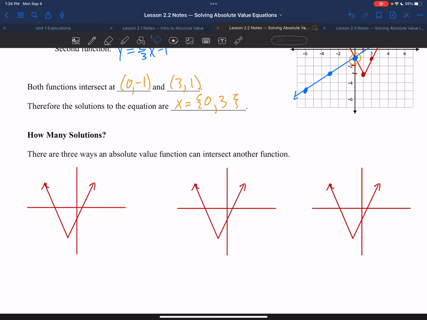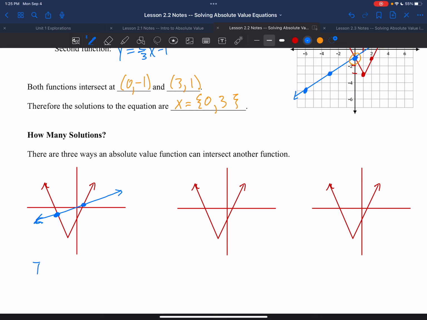Okay. So, three ways that we could touch this function. The first way is kind of like what we just had. Now, it doesn't have to be a straight line. It could be a curvy line. You can do this, right? But I'm just going to use straight lines because why not? The first way is touching twice, right? So the slopes are in such a way that some other function hits this equation twice, right? Hits the absolute value function twice.